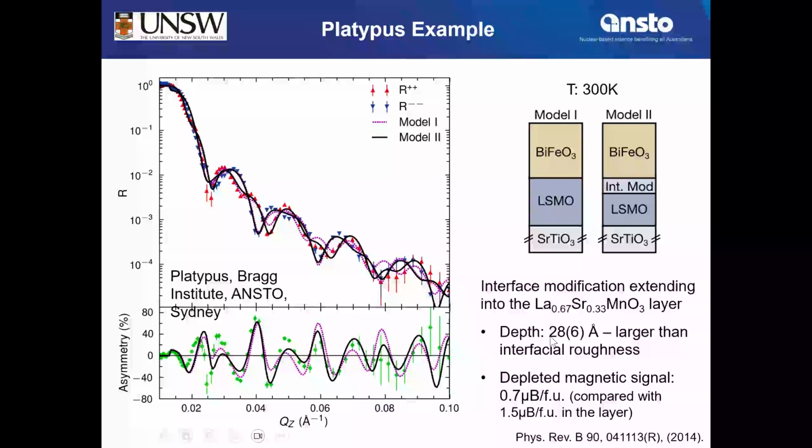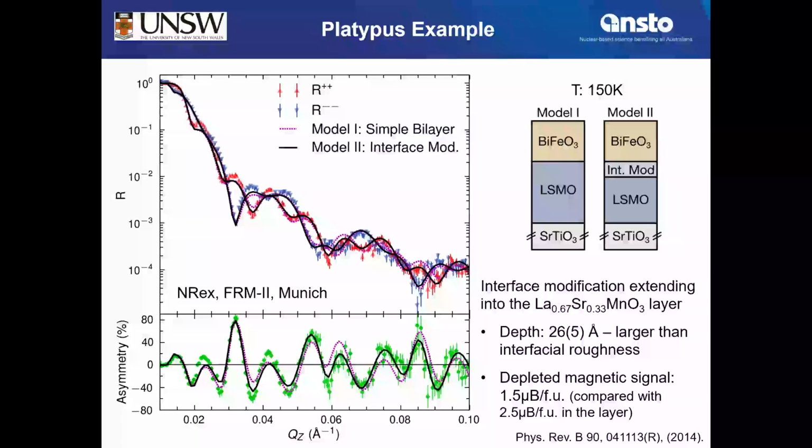What we obtained is indeed an almost 30 angstrom thick intermediate magnetic interface here in that depleted magnetic layer. So that was an important result. That was measured on Platypus at UNSW. And sorry, I would like to show that picture as well.